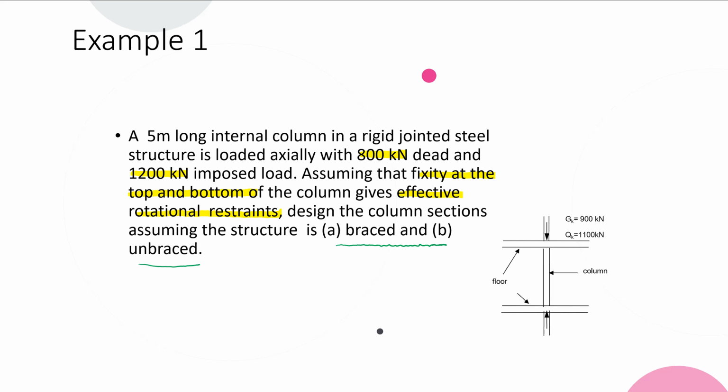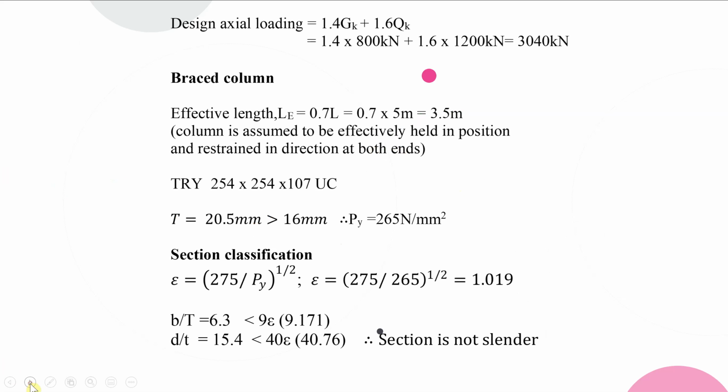Okay, so here yang 800 kilonewton ni adalah GK and 1200 is QK. Alright, so first we need to kira the effective length. So how we going to do that? Okay, so design axial load is 1.4 GK plus 1.6 QK using this infamous formula. So you're going to get 1.4 times 800 plus 1.6 times 1200, you're going to get 3040 kilonewton.